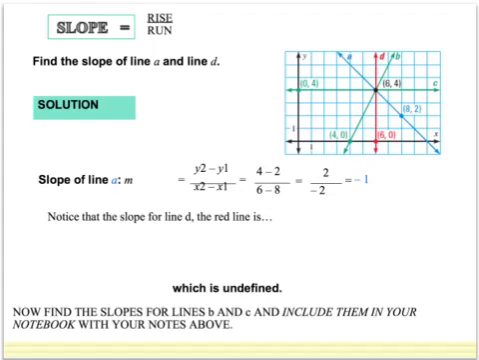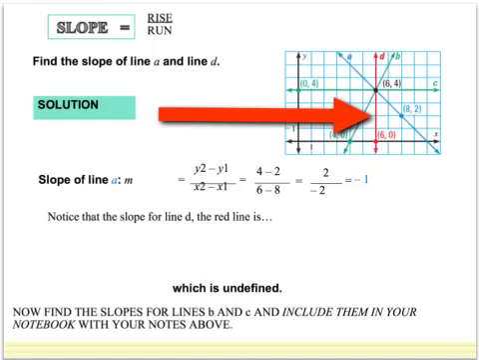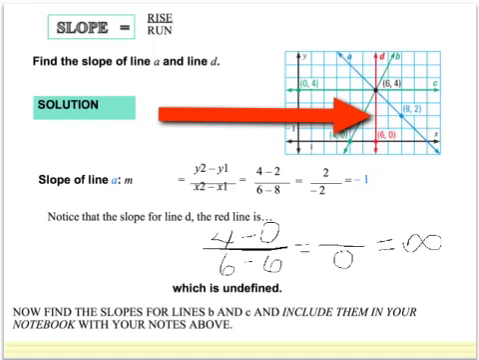Notice that the slope for line D, the red line, is y of 2 minus y of 1 divided by x of 2 minus x of 1. Note that when you find the difference in the denominator, you get a difference of 0, which is undefined. Therefore, we say that the slope for line D, which is a vertical line, is undefined.